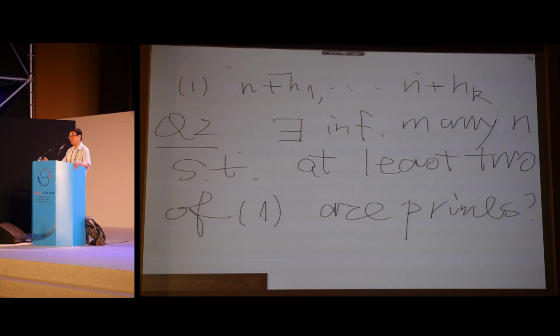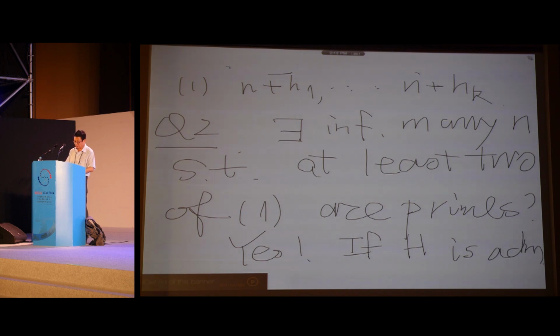But if we can answer question 2 with yes, then we have already proved the bounded gaps between primes, because the set H here is given and fixed. If at least 2 of these are primes, then the gap is bounded. The answer is yes if H is admissible and the size of H, k, is large. This is the answer. Now let's see how we can approach this question.